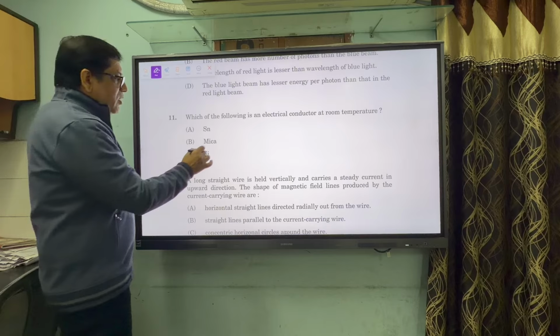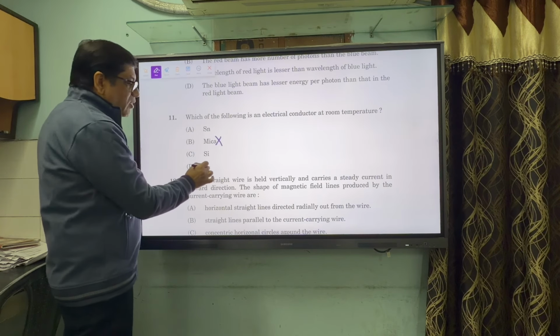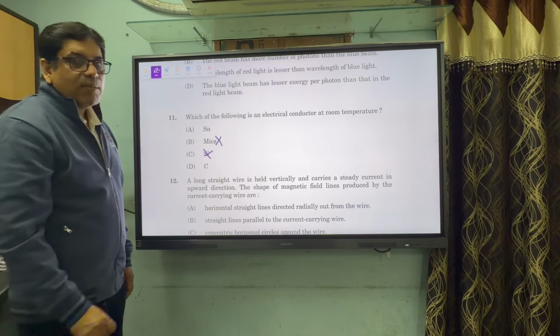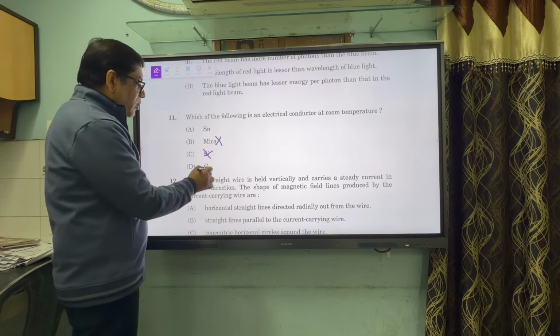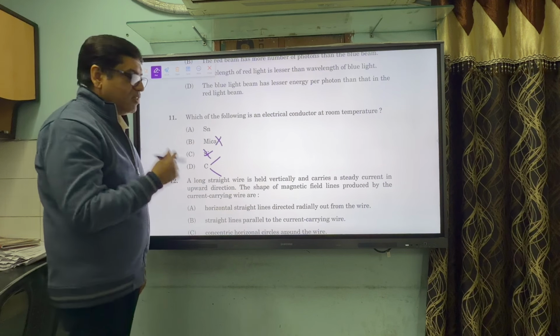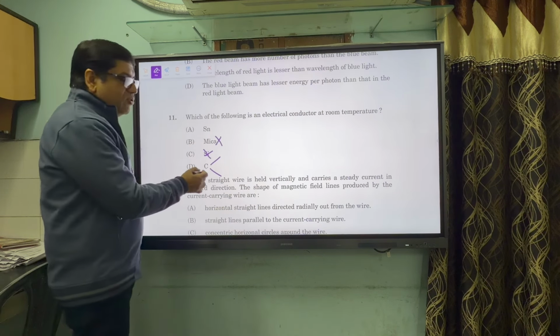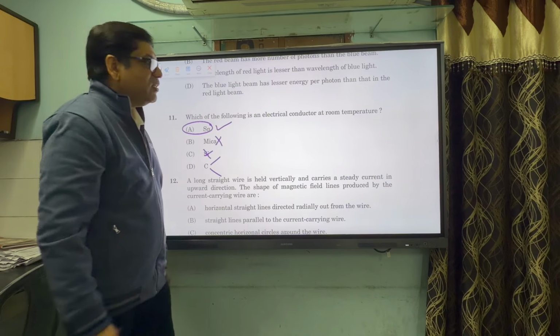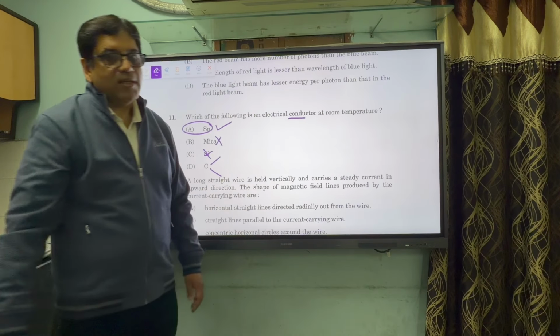So mica is obviously insulator. Carbon, silicon is semiconductor. Okay, this cannot be answered. Carbon has two forms: diamond, which is insulator, and graphite, which is conductor. So basically, that is also not true. So what is our confirmation answer? Tin, which is a metal, which is a conductor at room temperature. The answer is tin.